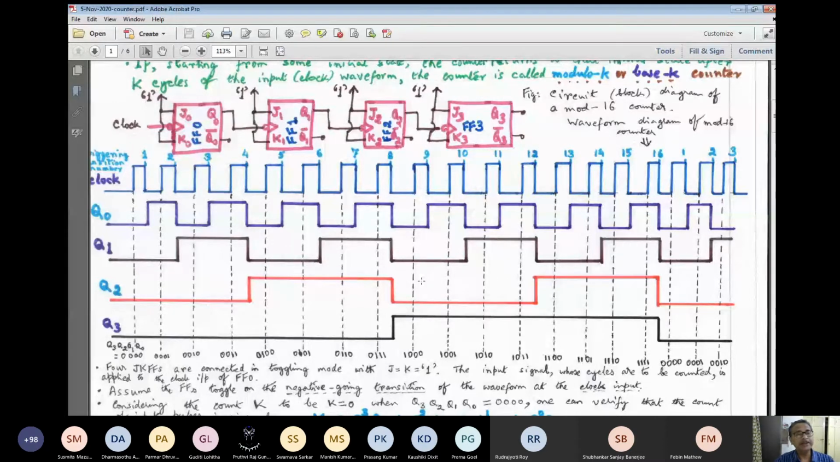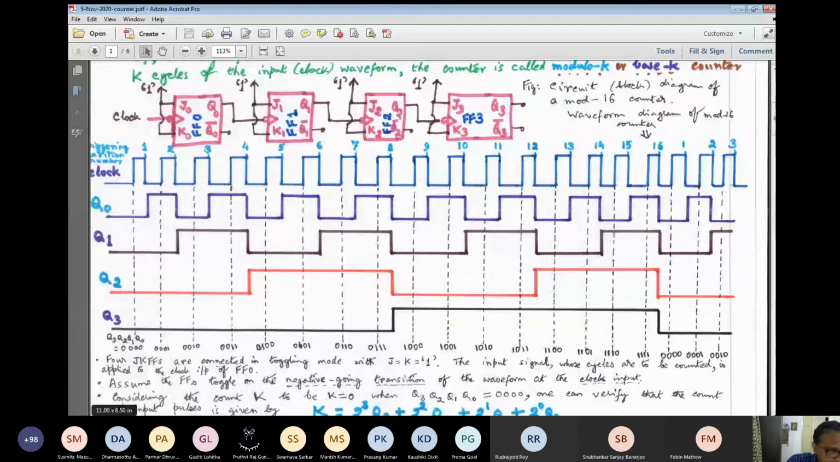So let me now quickly tell you, based on this modulo 16 counter, which can straightforwardly obtain several questions we need to answer now. One by one, we are answering that.